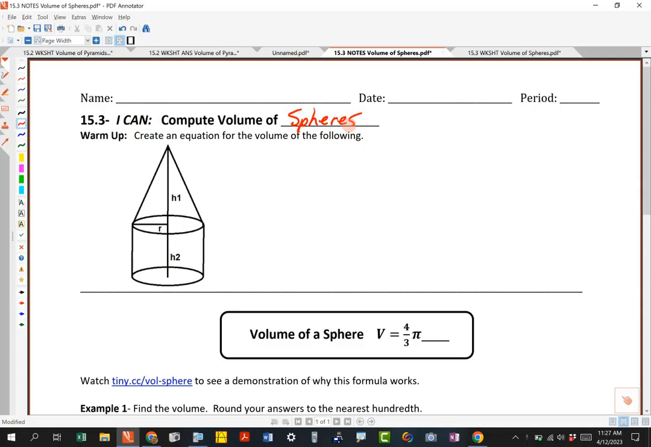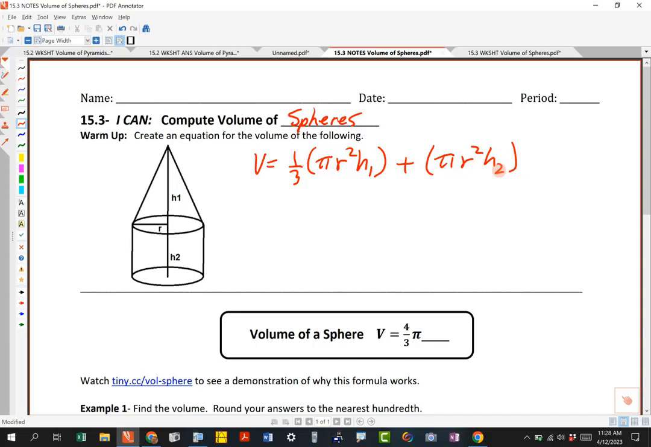D, tell us what you got. I put 1/3 then parentheses pi r squared times h1, and then plus another set of parentheses pi times r squared times h2 equals V. Okay. And we don't have units here, but this would be cubic units.